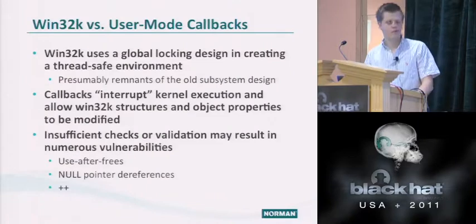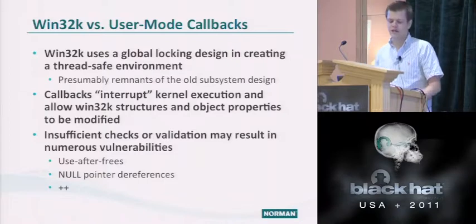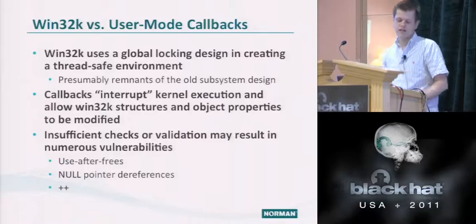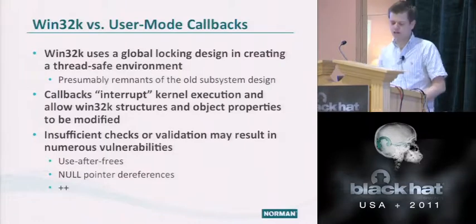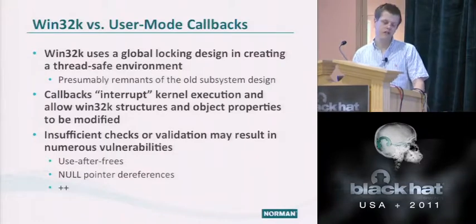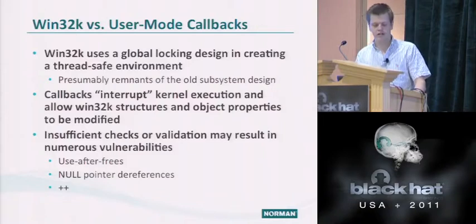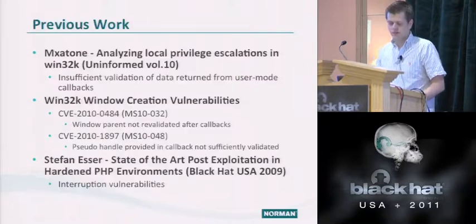So, to sum up briefly, Win32k uses a global locking design in creating a thread-safe environment, or the window manager does. And this is presumably a remnant of the old subsystem design. So these callbacks actually interrupt kernel execution and thus allow Win32k structures and objects to be modified while you're executing in user mode. So if you don't sufficiently check for changes, you could have a number of different vulnerability classes, like I said earlier.